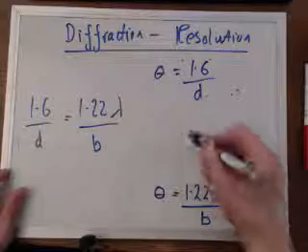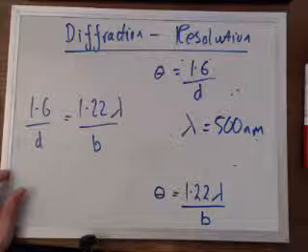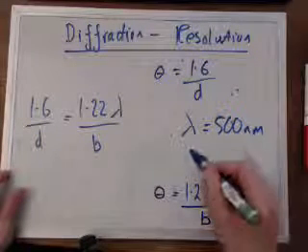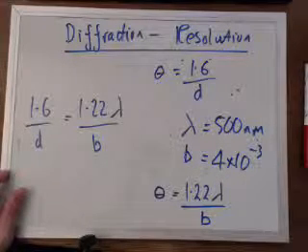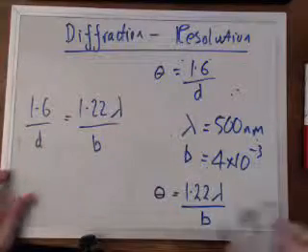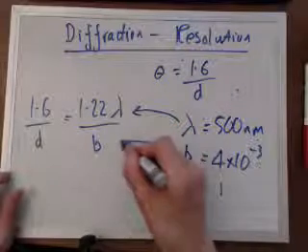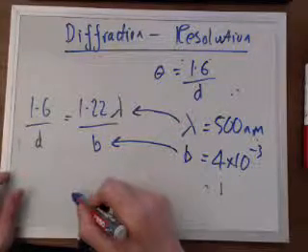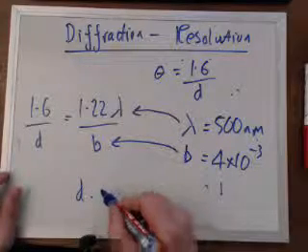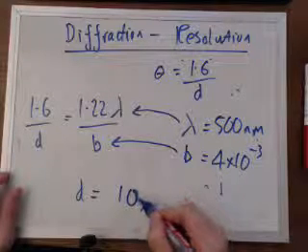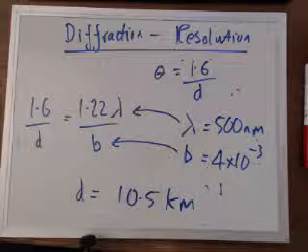Now, the wavelength for light we're going to take as 500 nanometers. That will be the average wavelength. So we can put that value in there. And we have b equal to 4 millimeters, 4 times 10 to the minus 3. And we just want to find out what D is. So we put lambda in there and b in there, and what we find is that the distance is approximately 10.5 kilometers. And that's how we approach a problem like that.